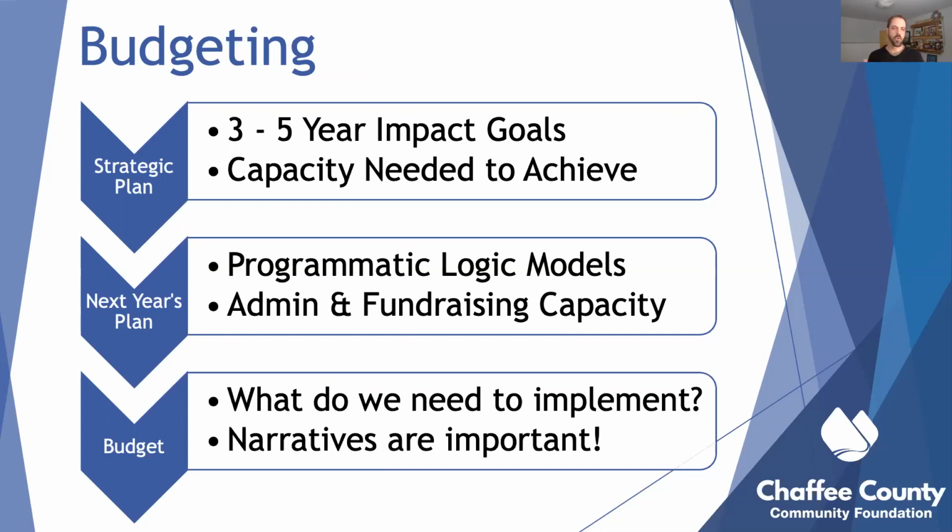And the bulk of the work that you need to do is in these first couple of sections around strategic planning. Where do we want to go in 3 to 5 years? And what do we need in general to get there? Next year's plan: what are we going to do that's going to move us towards that 5-year goal? What capacity do we need to raise the money we need? What capacity do we need to administer the organization? What kind of staffing does that look like? And then the last piece of this is putting numbers to those resources you need.